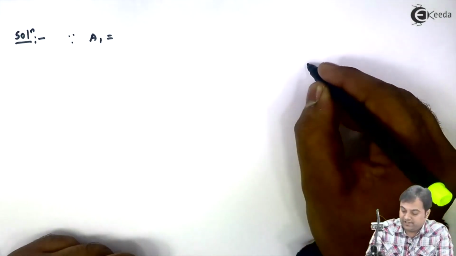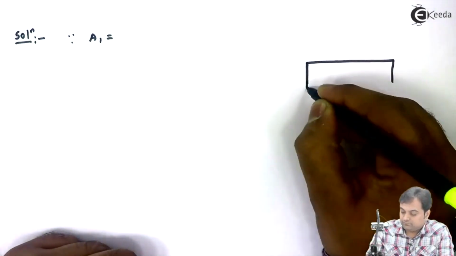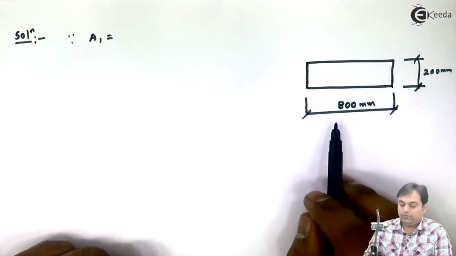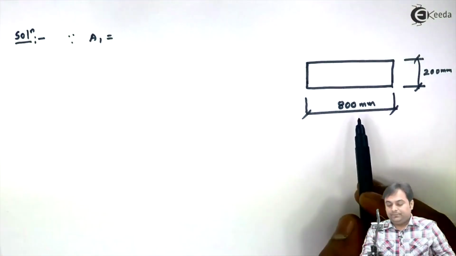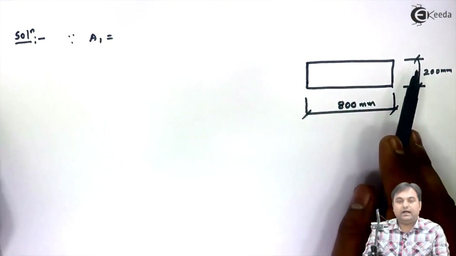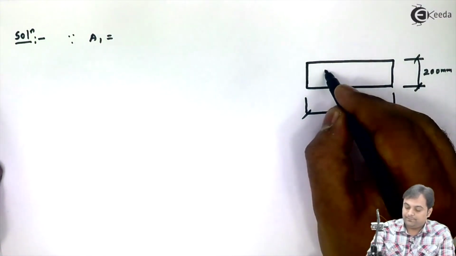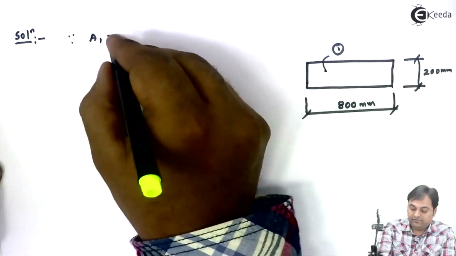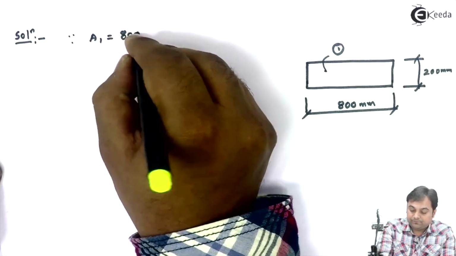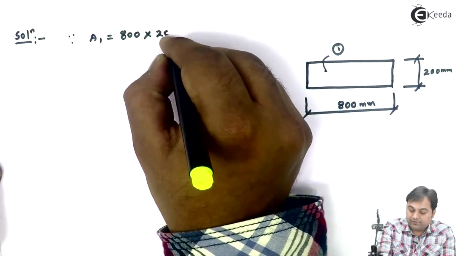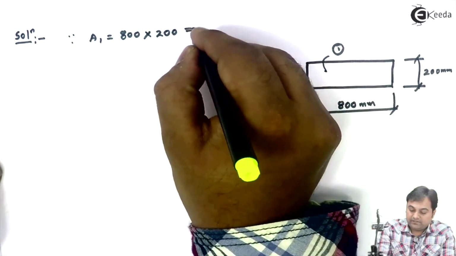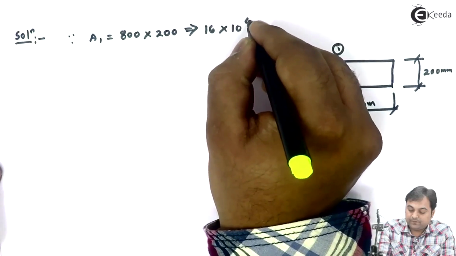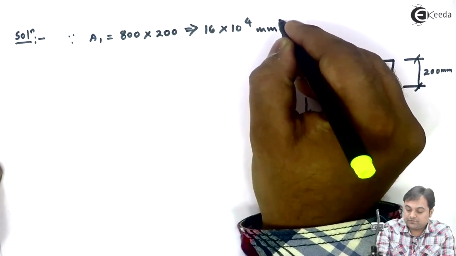So I'll draw the first rectangle. Here we are having a rectangle of width 800 mm and height 200 mm. For the first rectangle, the area will be 800 multiplied by 200, that comes out to be 16 into 10 raised to 4 mm square.